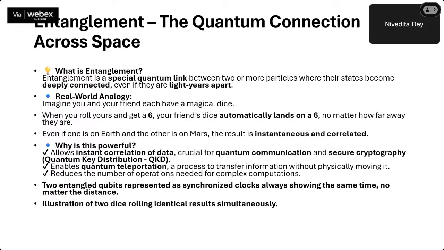So that is the thing that we have to take care of. I hope it is now clear. So let me just now go to entanglement.